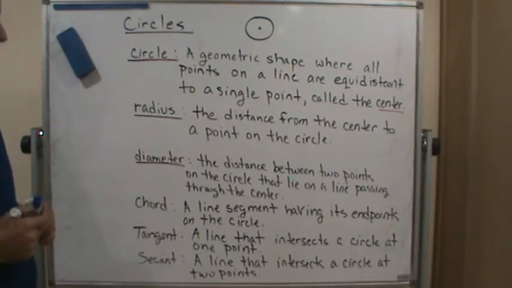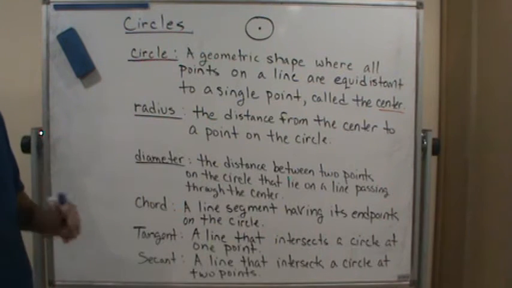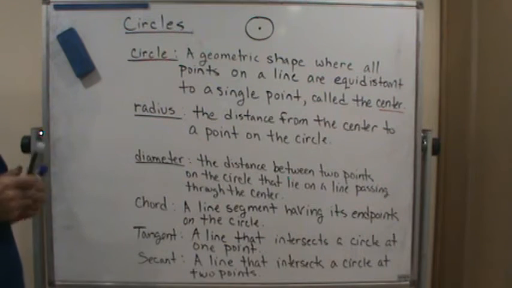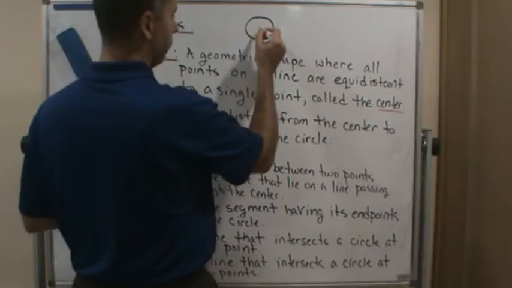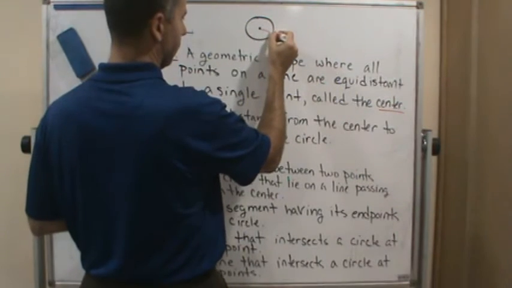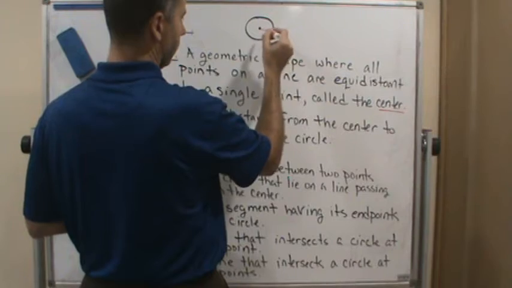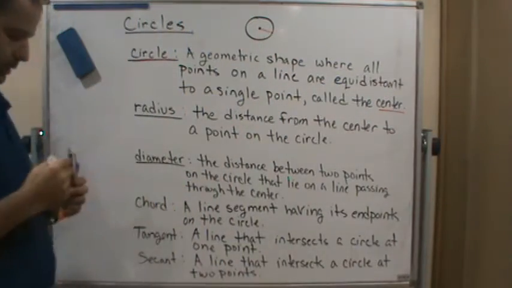Now the radius is the distance from the center of the circle to a point on the circle. So it doesn't matter which point that we choose. So this distance is the radius.